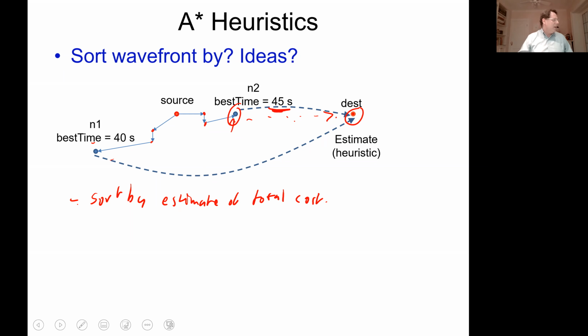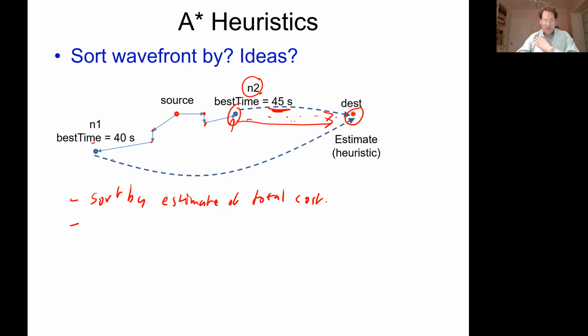So there are other ones, like maybe let's use Euclidean distance, and that's actually a common one. People try a lot. So let's say we're going to do some combination of the time to N2, or maybe let's just sort by distance. Let's just sort them by the distance to the destination. That seems reasonable, but it's dangerous.